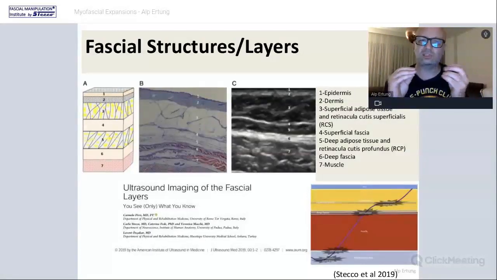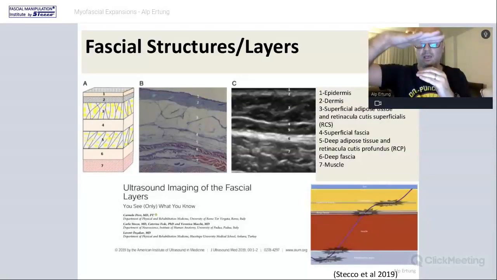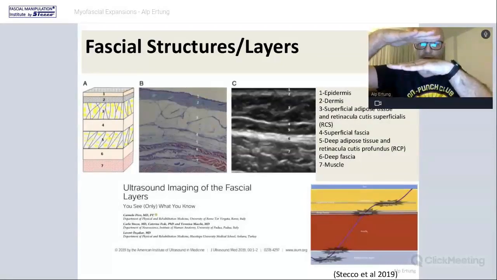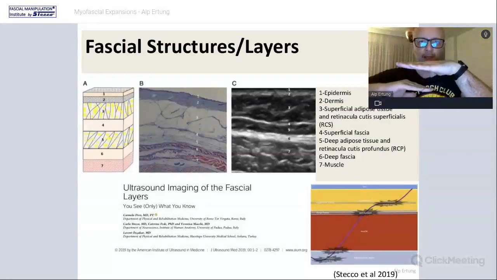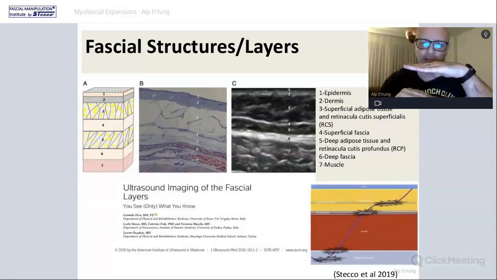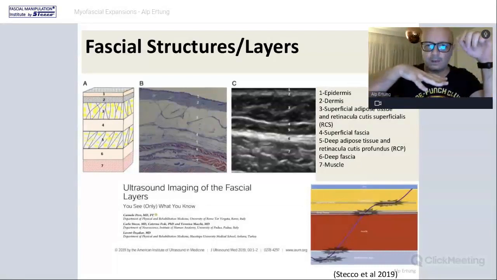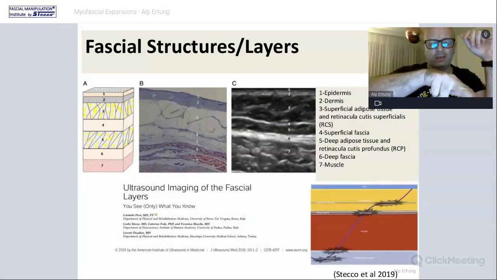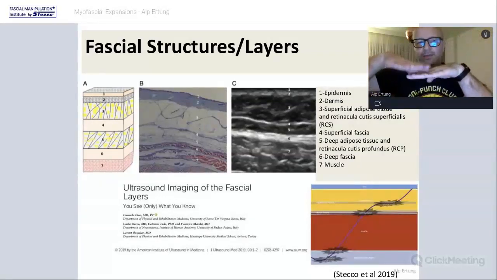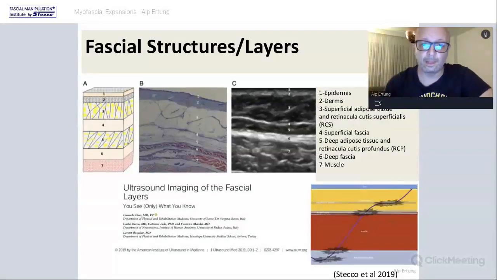These are also called skin ligaments, and they connect the skin with the superficial fascia, the superficial ones. The deep ones connect the deep fascia and the superficial fascia, creating the area between. And then we have the deep fascia and the muscle. In this organization, it's not like this everywhere.